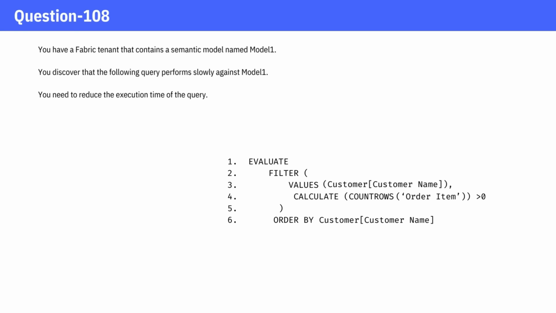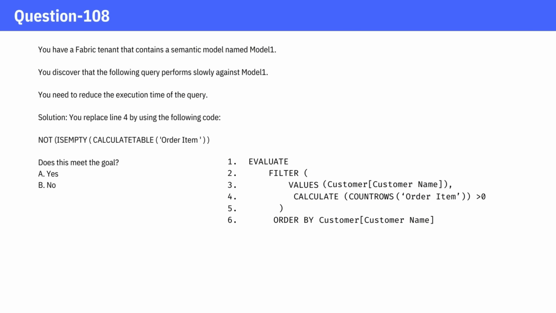Question 108. Solution: you replace line 4 by using the following code: NOT ISEMPTY(CALCULATETABLE('Order Item')). Does this meet the goal? A. Yes. B. No. Pause the video and give it a think and check the answer.